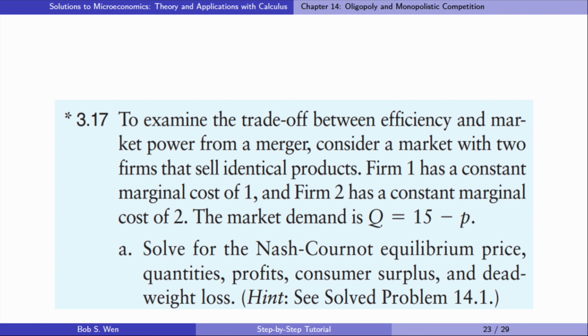Here's exercise 3.17. To examine the trade-off between efficiency and market power from a merger, consider a market with 2 firms that sell identical products. Firm 1 has a constant marginal cost of 1, and Firm 2 has a constant marginal cost of 2. The market demand is Q equals 15 minus P. In Part A, solve for the Nash-Cournot equilibrium price, quantities, profits, consumer surplus, and deadweight loss.